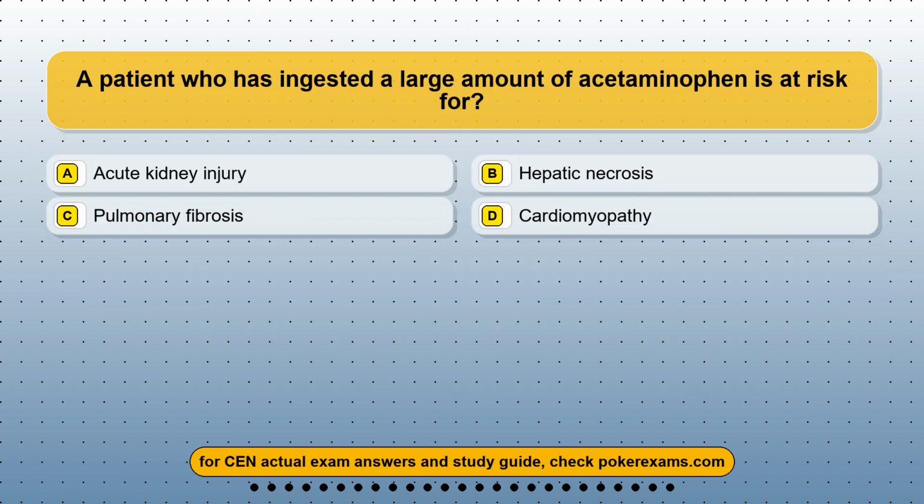Question 20. A patient who has ingested a large amount of acetaminophen is at risk for? Option A, acute kidney injury. Option B, hepatic necrosis. Option C, pulmonary fibrosis. Option D, cardiomyopathy.